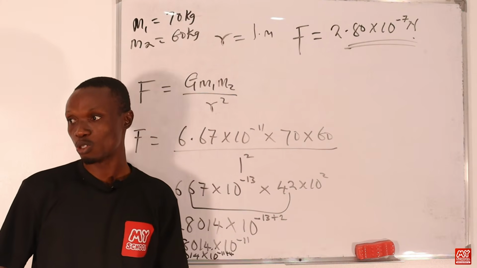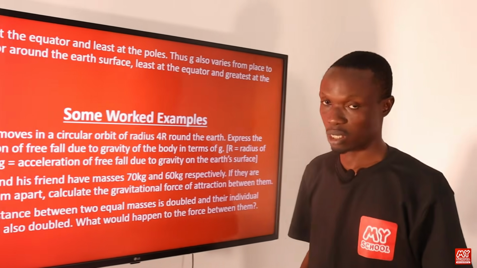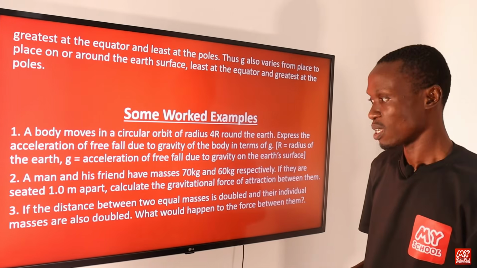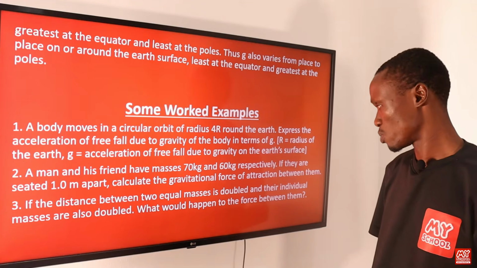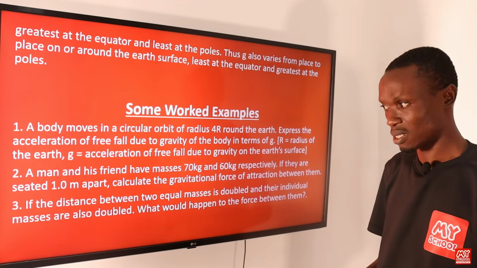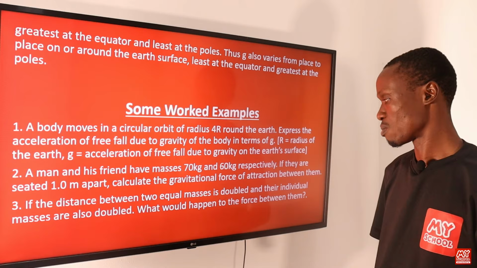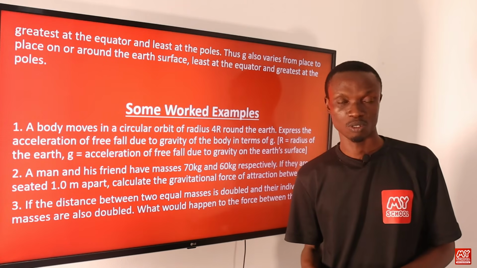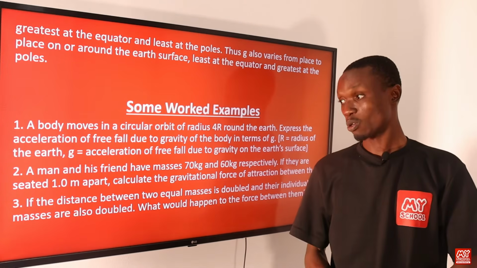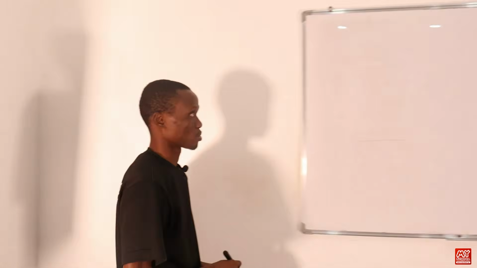So let's return back to the screen so that we can answer question 3. Question 3: if the distance between two equal masses is doubled and their individual masses are also doubled, what would happen to the force between them? So let's move over to the board to provide an answer to this question.